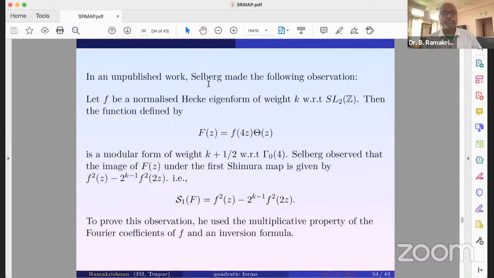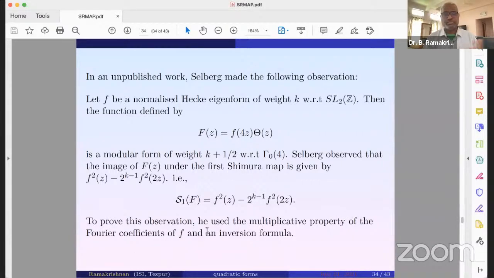In an unpublished work, Selberg made the following observation about the Shimura map. Take a normalized Hecke eigenform f and consider the function capital F as f of 4z into theta z. It is a modular form of weight k plus 1/2 on gamma 0 of 4. What he observed is that the image of capital F under S1 is exactly f squared minus 2 power k minus 1 f squared of 2z. That is, S1 of F is f squared minus 2 power k minus 1 f squared of 2z. To prove this observation, he used the multiplicative property of the Fourier coefficients of f and an inversion formula.